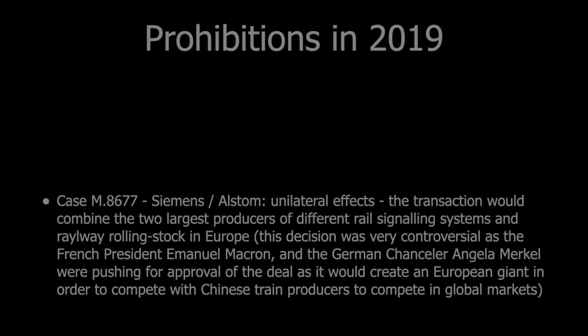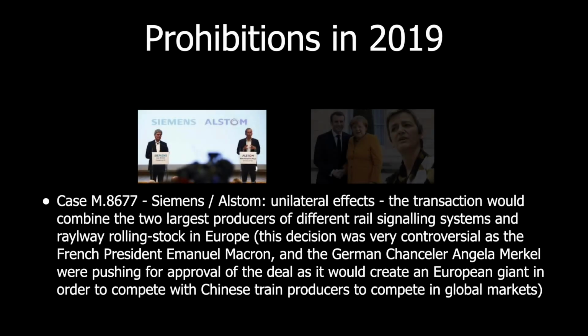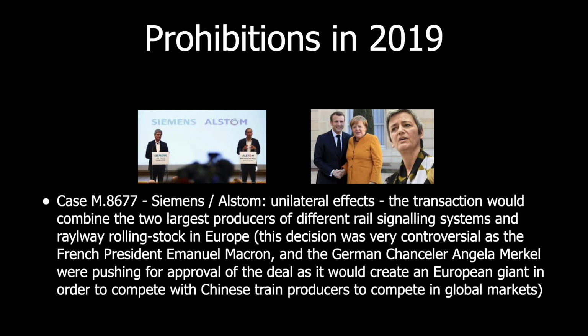But the most controversial prohibition that took place in 2019 was the Siemens Alstom case, again a case of unilateral effects. This transaction would have combined the 2 largest producers of different rail signaling systems, as well as railway rolling stock in Europe. The reason for the controversy was that the transaction was pushed by the French president and the German chancellor. They pushed hard politically to have the deal approved by the European Commission, with the argument that Europe needed to have this giant corporation so that it could compete with Chinese train manufacturers in global markets. The Commission's response was that this kind of industrial policy could not be done at the expense of European consumers.